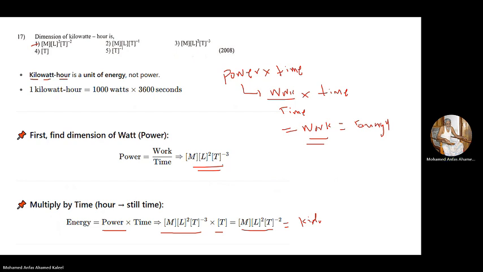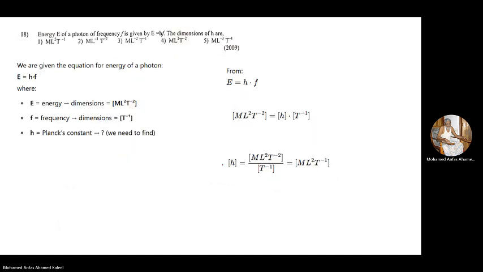Okay. Then question number 18. Energy E of a photon of frequency F is given by E is equal to H into F. What is the dimension of H? Okay, that's the question. So we are given the equation of energy of a photon, E is equal to H into F, where E is equal to what? Energy. F is equal to what? Frequency. The dimension of energy we know, ML square T minus 2.